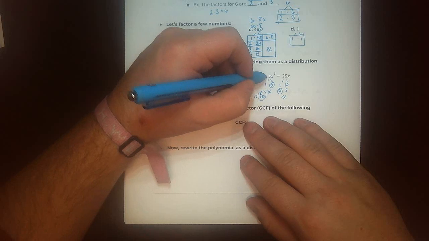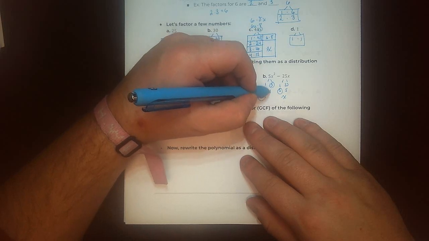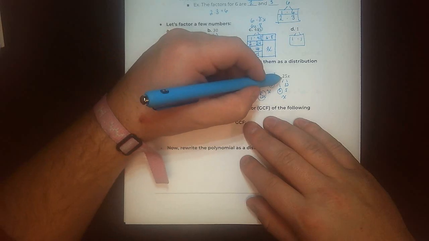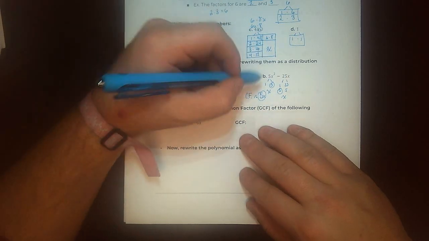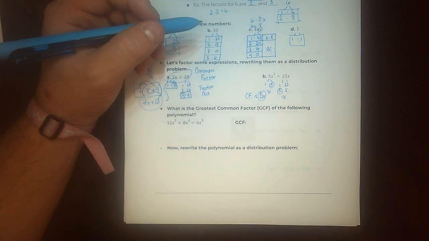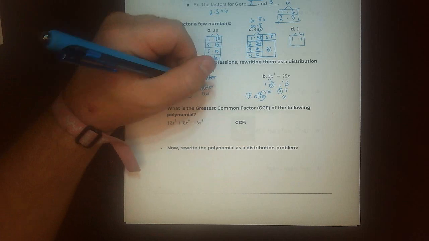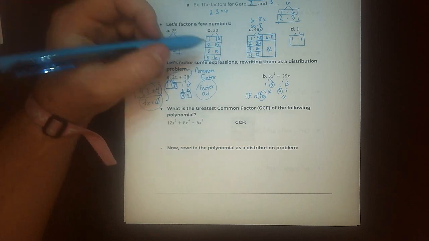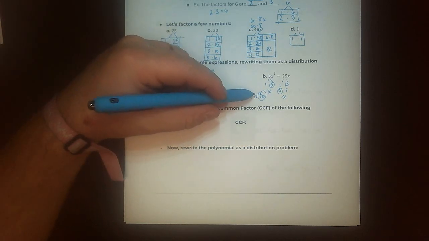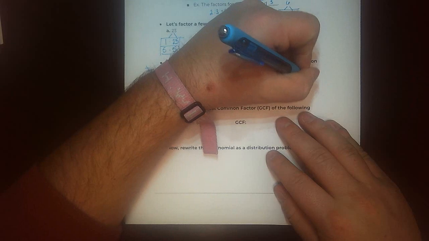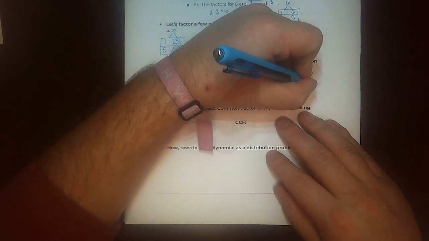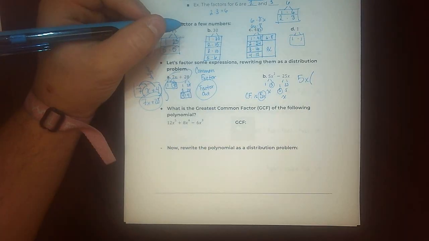Does that make sense? So this 5x squared, to multiply to get it, you can multiply 5 into it and an x into it. Same with this negative 25x. It has an x and a 5 is multiplied into it. So what we're going to do, like what we said earlier, is factor out a 5x. So I'm going to go ahead and write the number we just factored out. We factored out 5x, and we're going to turn this into a distribution.